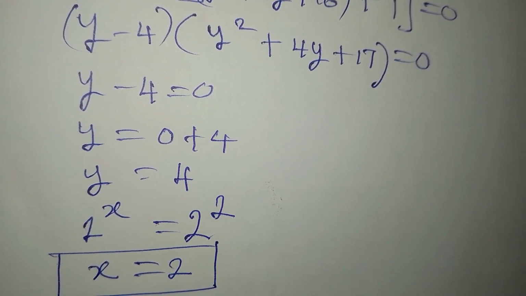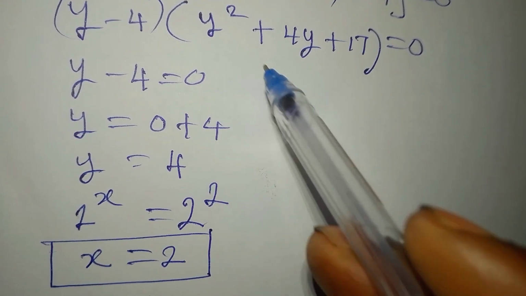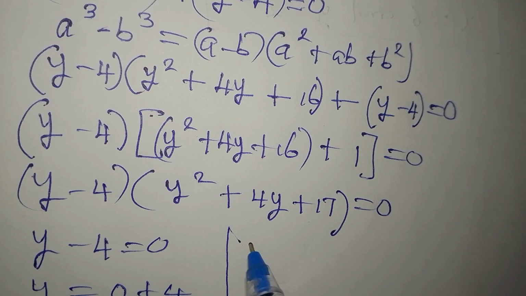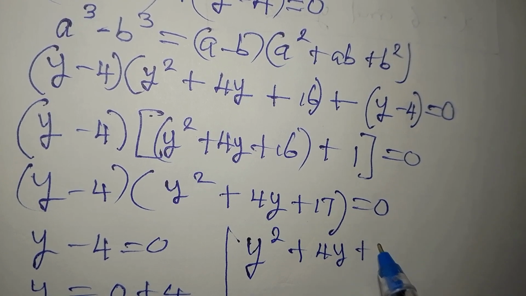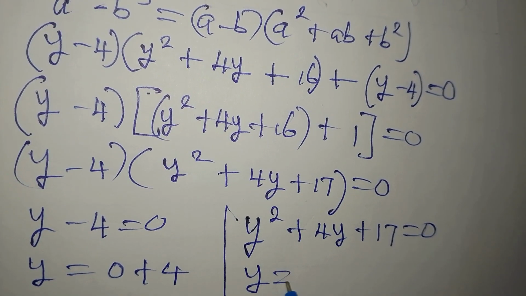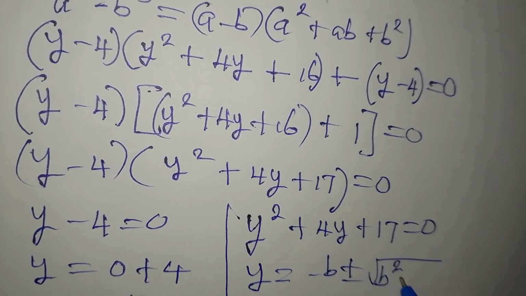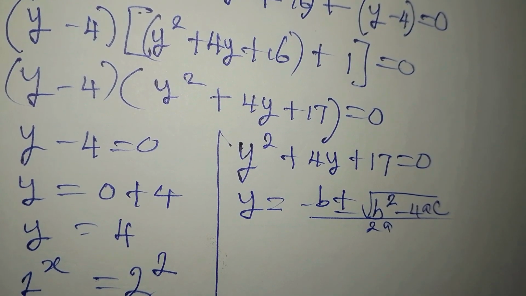But then we are to get the other solutions, as many as possible. So we'll go back to this quadratic equation, which is y squared plus 4y plus 17 equals 0. We are going to use the formula y is minus b plus or minus the square root of b squared minus 4ac, everything is over 2 times a. This is the quadratic general formula.